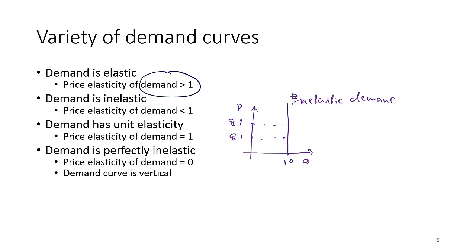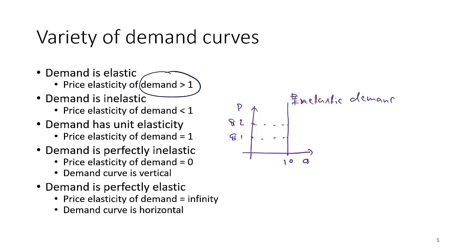then elasticity is 0. Finally, we have perfectly elastic demand, where elasticity of demand is infinity, which means the demand curve is horizontal. Perfectly elastic demand means that a small change in price can just wipe out all your sales completely. Again, perfectly elastic or inelastic demand are theoretical cases. So let's try to understand each of these one by one.